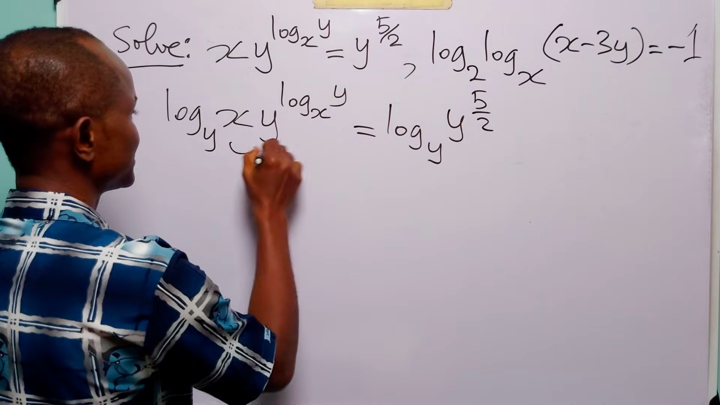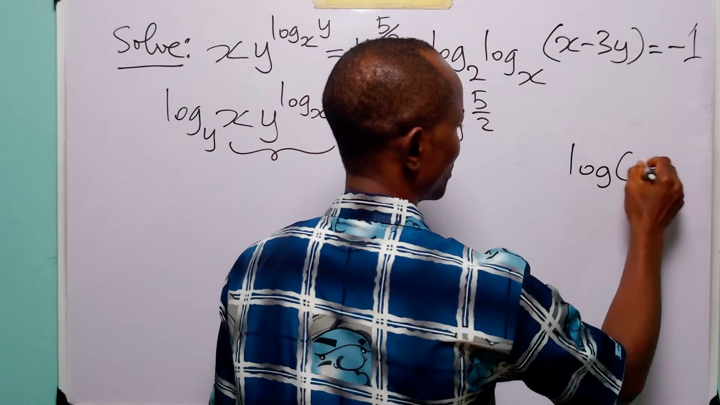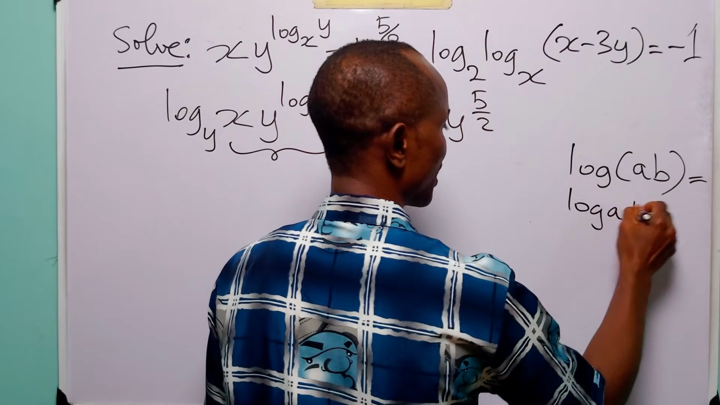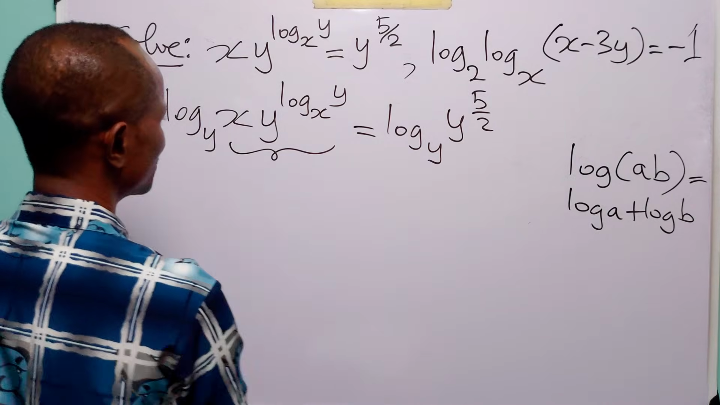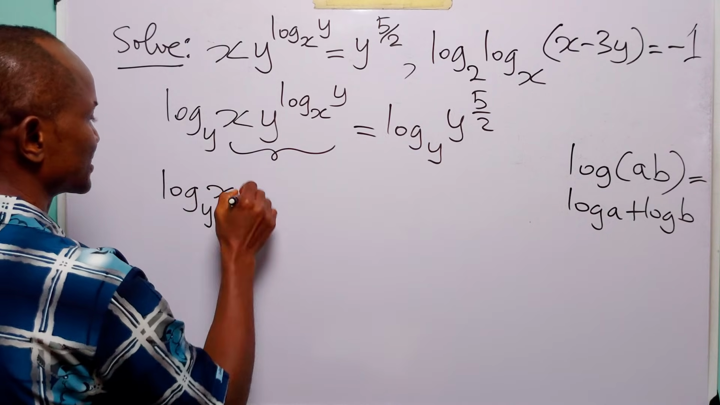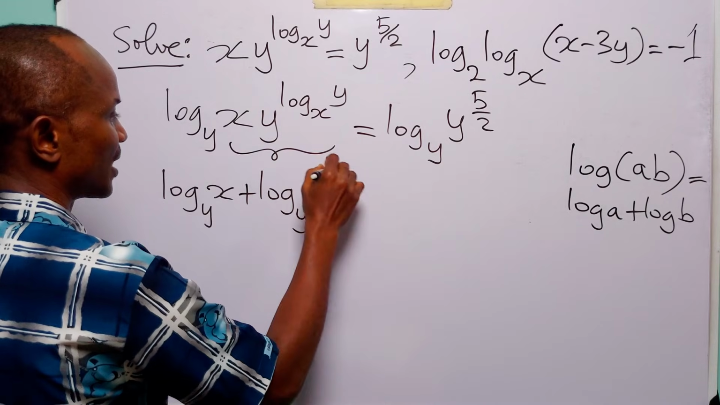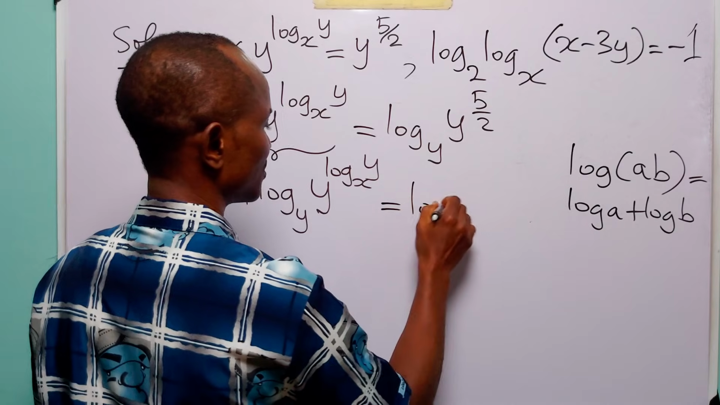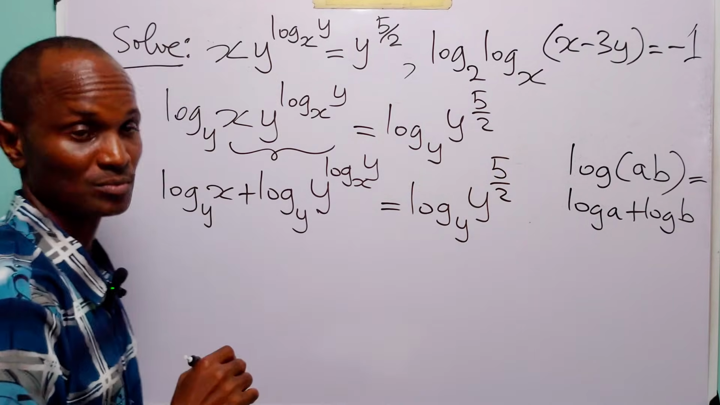Of course, you know that this is a product, and when we have log of a times b, this is simply equal to log a plus log b. So the left hand side of this equation can be written as log to base y of x plus log to base y of y to the power log to base x of y, and this is still equal to log to base y of y to the power 5 over 2.